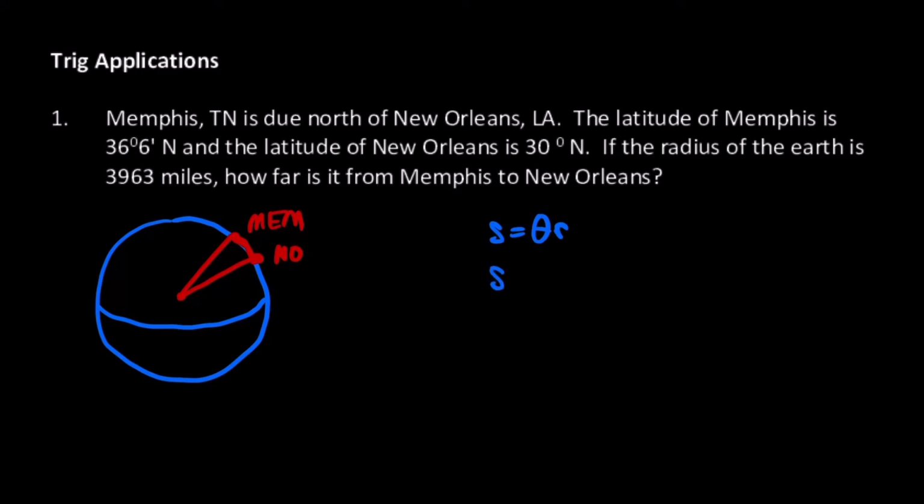Okay, well, what do we know? I know the radius, 3,963. What I need to find next is theta. That's pretty easy to find. I know New Orleans is 30 degrees north latitude, and Memphis is 36 degrees 6 minutes. So to get theta, I just need to subtract those.